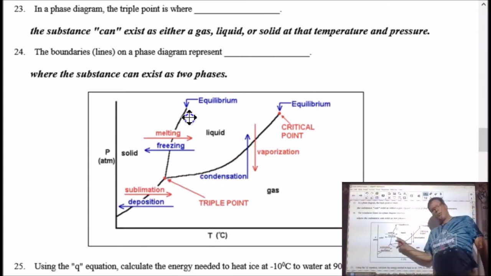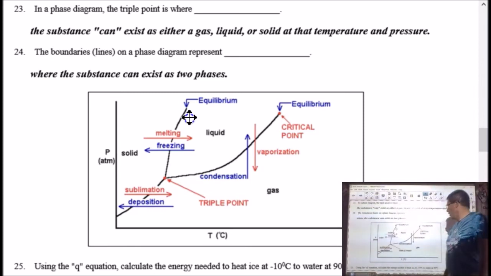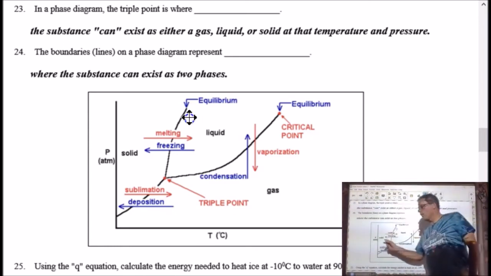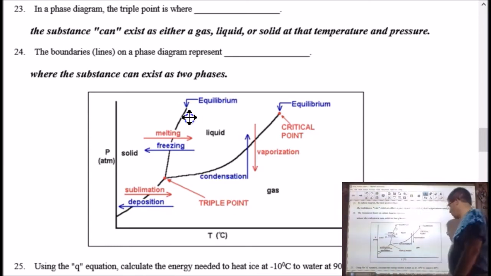Going from a solid to a liquid, you're melting. Going from a liquid to a solid, you're freezing. Going from a liquid to a gas, you're evaporating or vaporizing. And then going in the opposite direction, gas to a liquid, condensation. Down here looking at solid and gases, going from a solid to a gas, we just spoke about it, sublimation. Going from a gas to a solid, that is deposition.